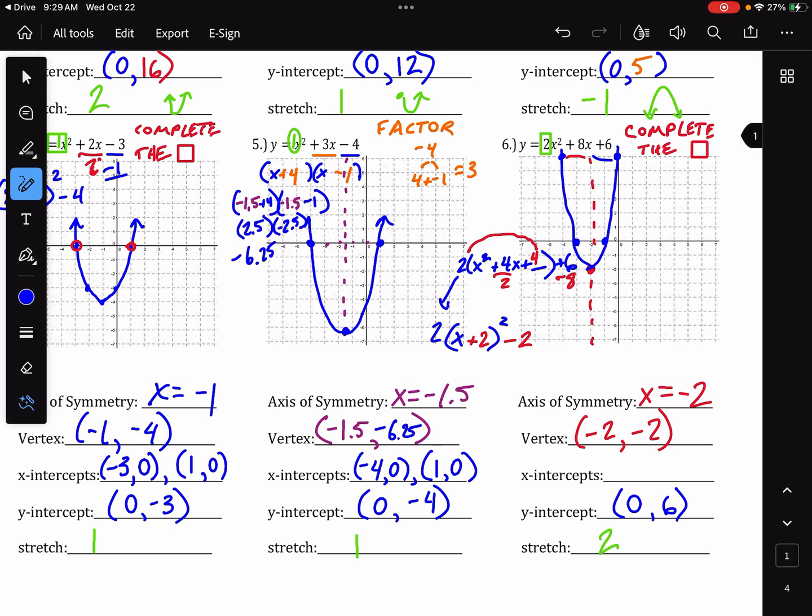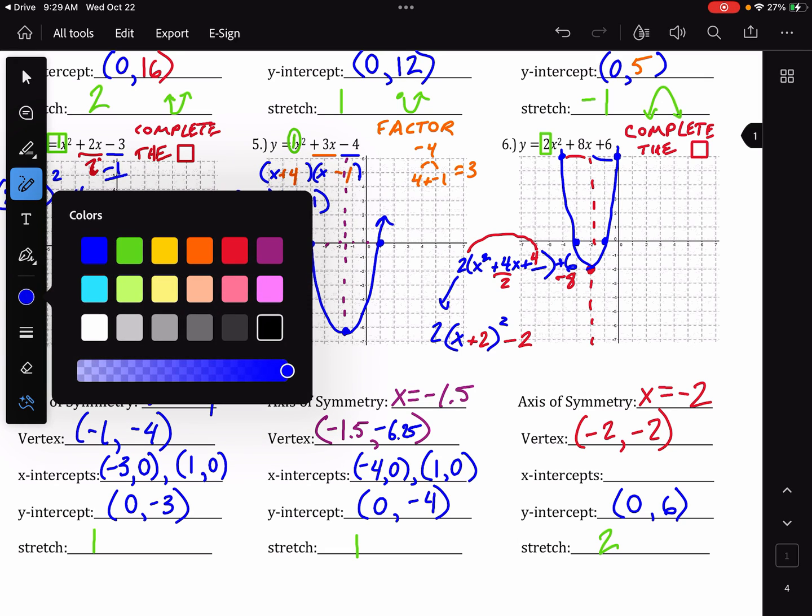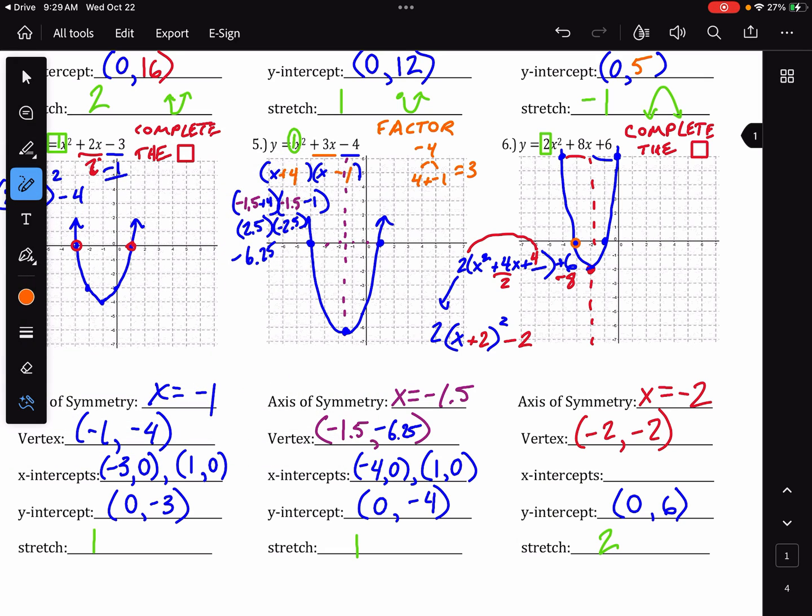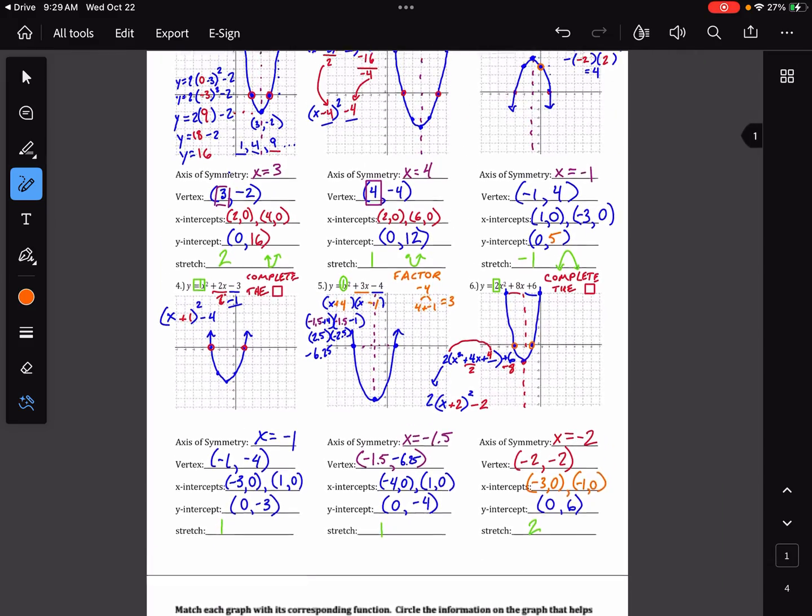All right. We got our x-intercepts in that. Negative 3, negative 1. So negative 3, 0. Negative 1, 0. All right, and we are done with that page.